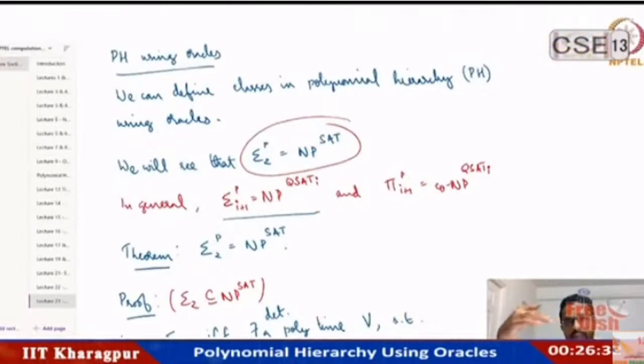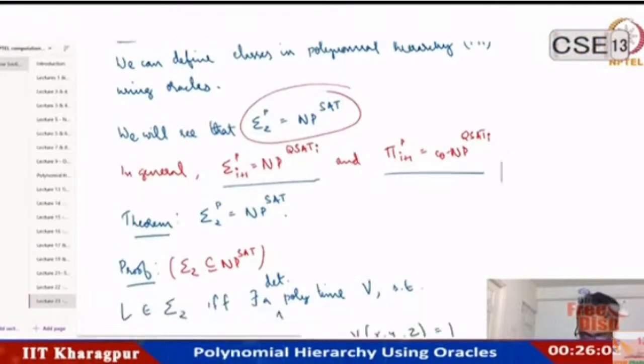So basically, it is NP with access to the complete problem of the class just one level below. So here it's sigma I plus 1. For that we need NP with access to a sigma I complete language. And similarly, pi I plus 1 is co-NP with access to a QSAT I problem, which is a sigma I complete problem.